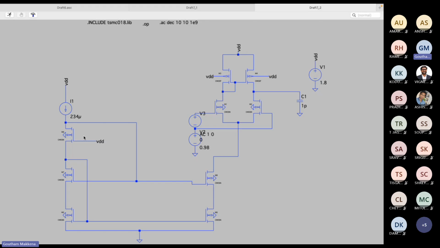What was our discussion in the previous class? We all knew that resistors are not allowed, or it is difficult to fabricate bulky resistors. So it is better to replace that resistor with an NMOS that is biased in which region? Linear region, deep triode region. That is why I connected the gate to VDD itself.